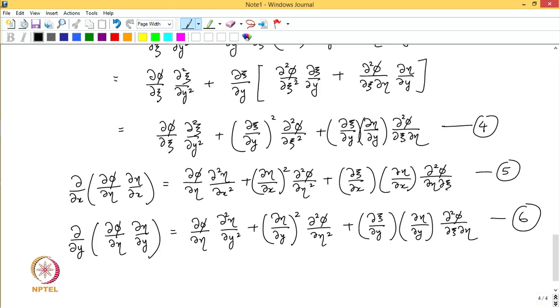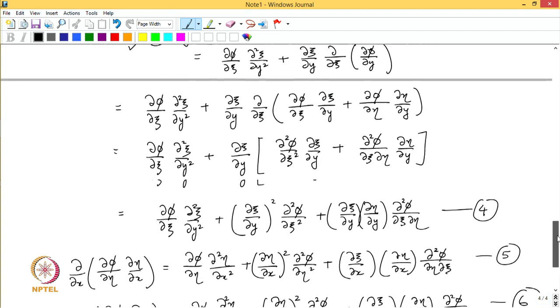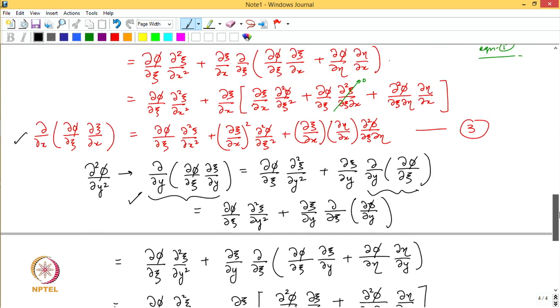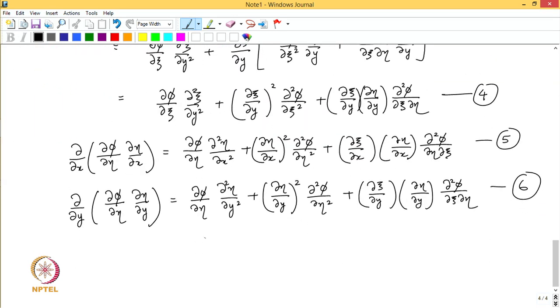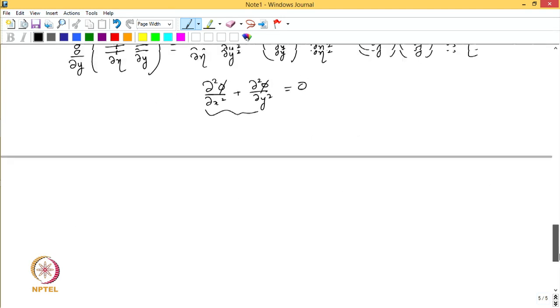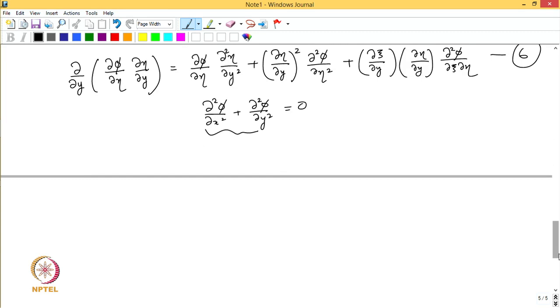Okay. So, it's a long derivation, I understand, but we have now assembled all parts to calculate what we said was d 2 phi dx square plus d 2 phi dy square equal to 0. So, we now have everything in this equation in terms of xi and eta. What we can now do is just assemble it. Let us put d 2 phi dx square and then d 2 phi dy square.